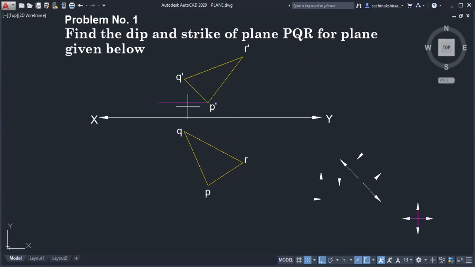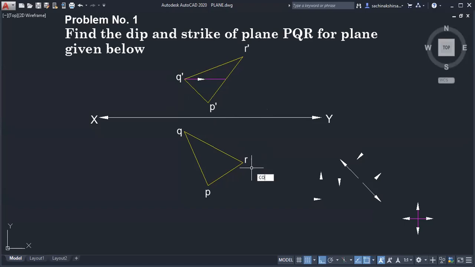So we have to select one corner such that if I draw a horizontal line, it should remain in the plane. So what will be that corner? Q dash corner. From that corner, we have to draw one horizontal line in this way. Okay, so it will meet the front side P dash R dash at some point.